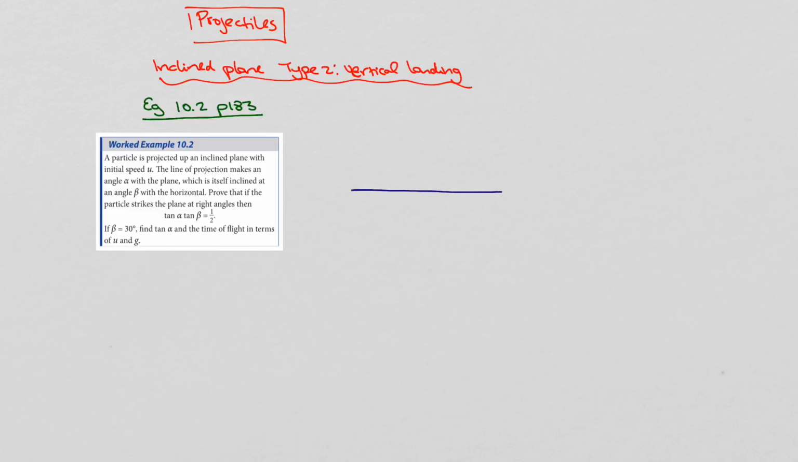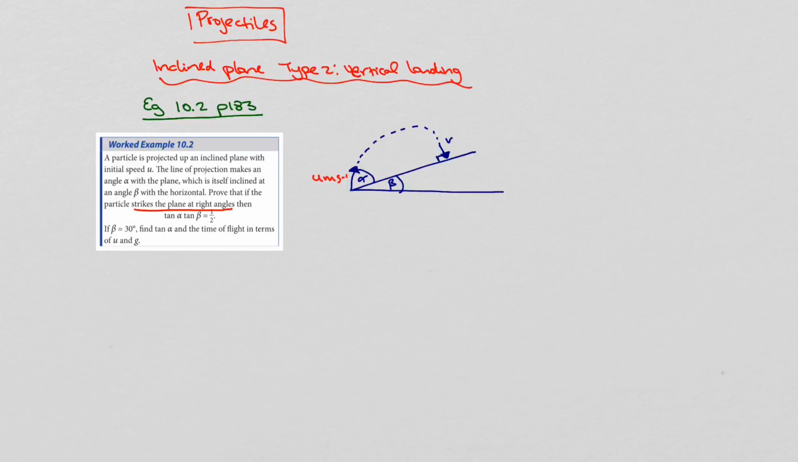So if we were to sketch that, we have our inclined plane at an angle of beta, and we have initial velocity of u, and it is projected at an angle of alpha to the plane. And then we're also told that the particle strikes the plane at right angles. So that means on landing, it is landing at 90 degrees. So that's the landing velocity there.